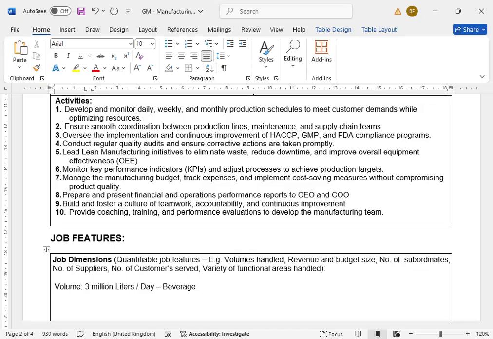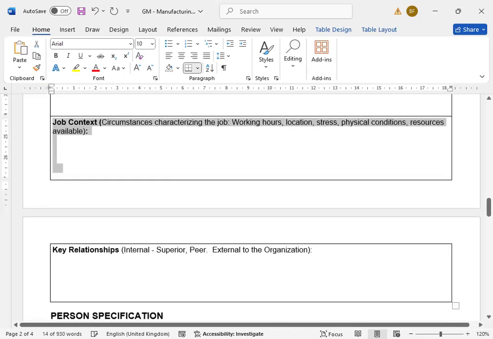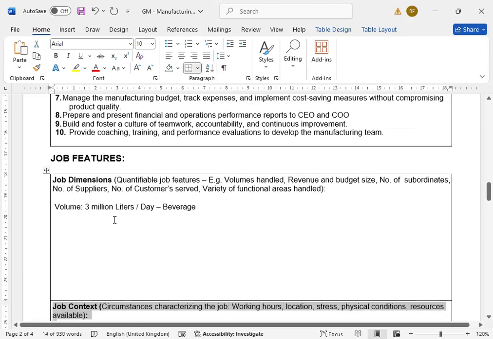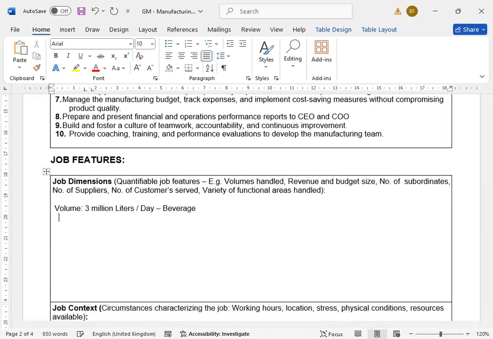Another volume. Okay. Let's say, for example, 1 million metric ton.